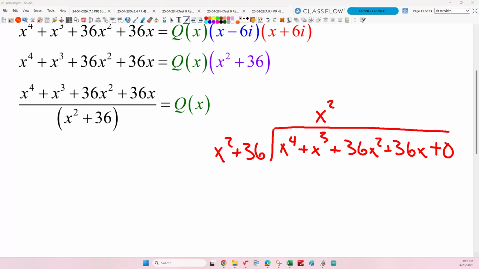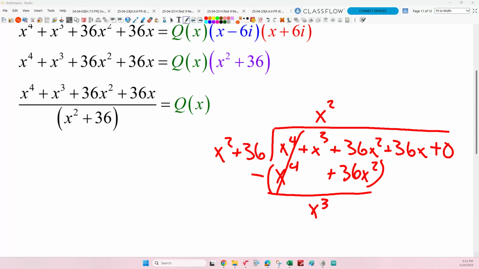Okay, what do I do here? Okay, what do I multiply? Yep, so if I do x squared by x squared, what do I get? x to the 4th power. Okay, what about x squared times 36? Okay, what do I do here? Do I add? Subtract. So what happens to the first terms? What do I do with this? What do I do with this one? Cancels.